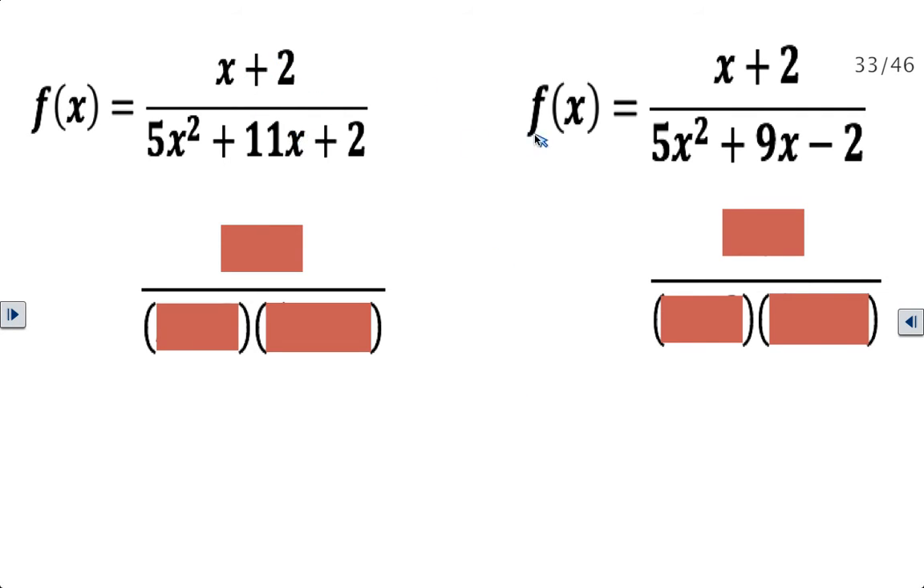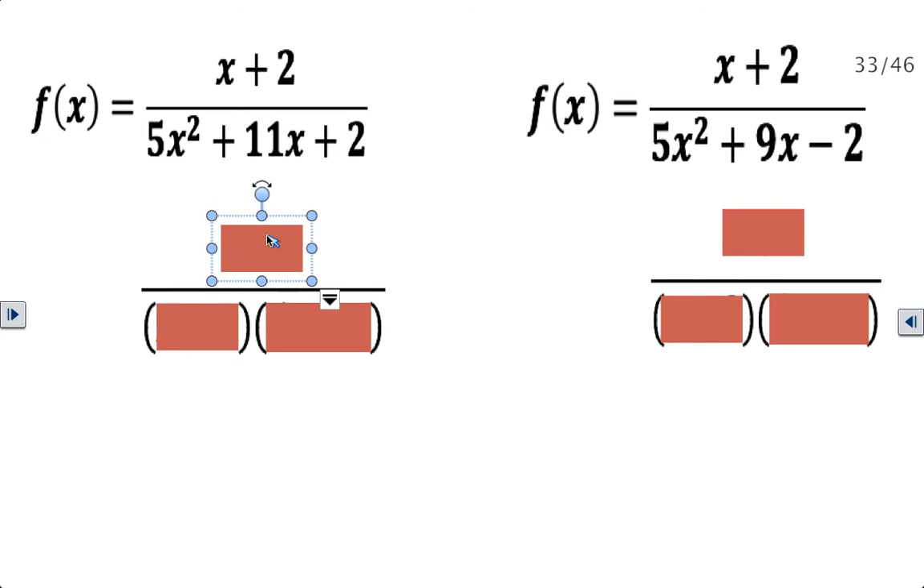So we have two possible equations. Remember, on my tests, I always have several different versions, so you can't just write everything down for one of the equations and call it good. You have to know how to factor these, okay? And whenever you're graphing rational functions without a calculator, you always have to factor as much as you possibly can.